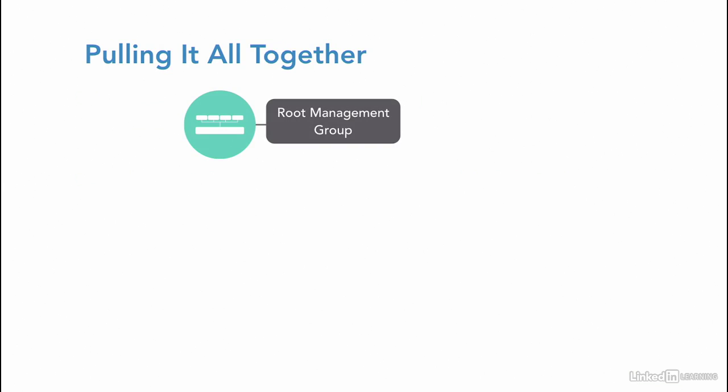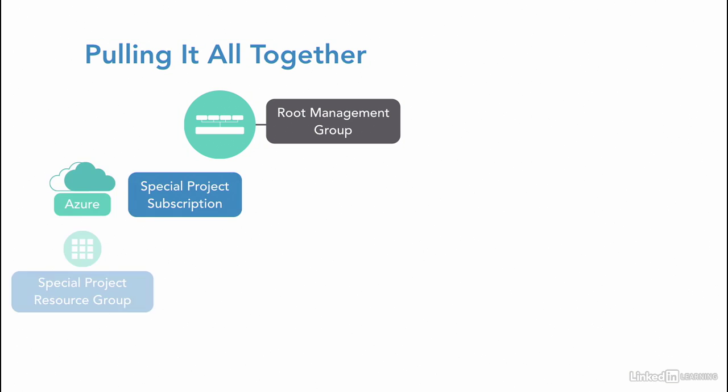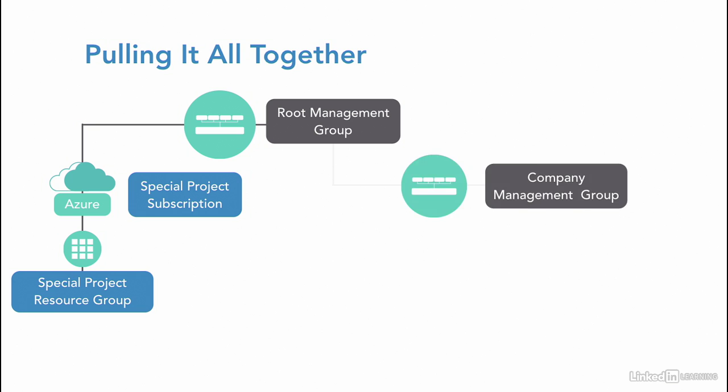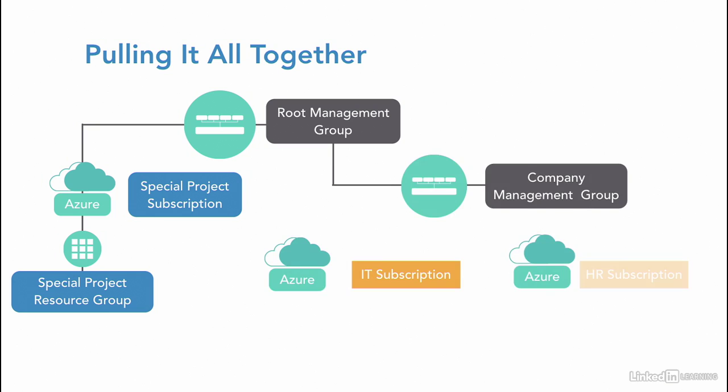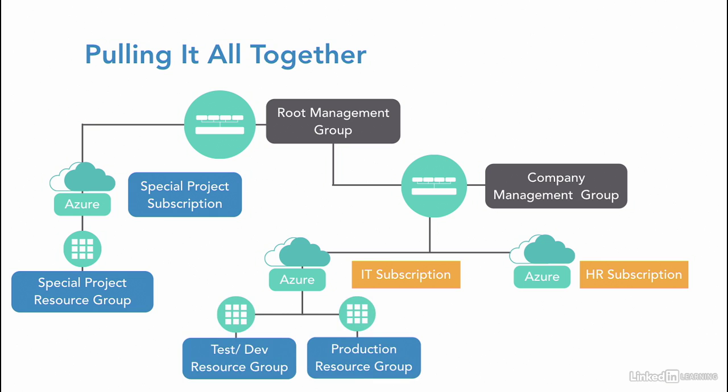Let's pull subscriptions and management groups together. By default, there is a top-level root management group. In our example, we have a subscription that is being used as a billing boundary for a special project, and it has a resource group. Then we have another management group that contains 2 Azure subscriptions that are separated using an access control boundary. We have the IT subscription with its resource groups and the HR subscription with its resource group.